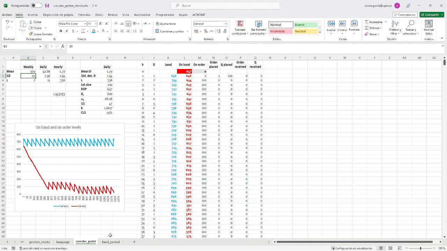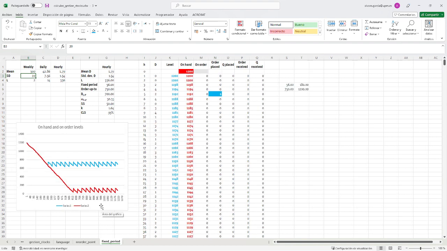Okay, so let's go to the fixed period. In this case, we have a weekly demand of 300, a standard deviation for the weekly demand of 20, and a lead time of 2 weeks. I have the numbers here for the daily demand and the hourly demand. I have prepared this to see which figures were better, and I'm going to go with the hourly demand.